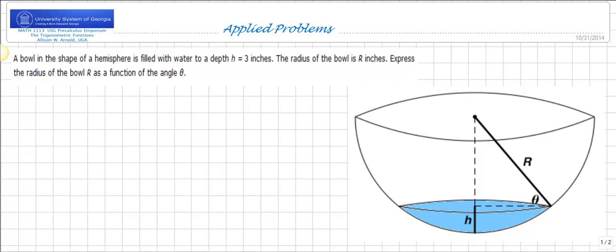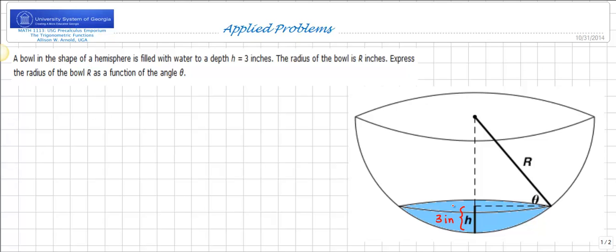Now for one more applied problem, the shape of a hemispherical bowl. Think of a basketball cut in half, like a bowl that holds chips for a party. The bowl is hemispherical, and it's filled with water to a depth of 3 inches, which is labeled in the figure as H, but H is 3 inches. And the radius of the bowl, in other words the radius of the hemisphere, is capital R.